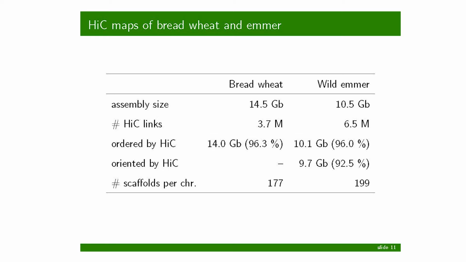And with the higher density Hi-C mapping data in wild emmer, we also could orient the scaffolds. We know which end is closer to the telomere or to the centromere. And we could orient over 90% of the emmer assembly. So on average, each chromosome is represented by less than 200 scaffolds now. For comparison, the previously available reference assembly of bread wheat, Chinese Spring, had over 2 million contigs, or several thousands of contigs per chromosome.